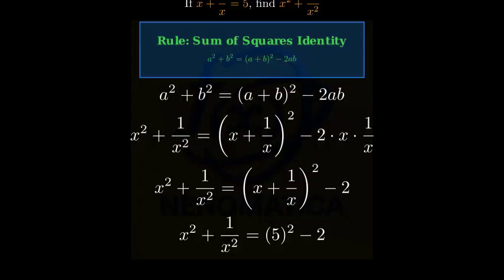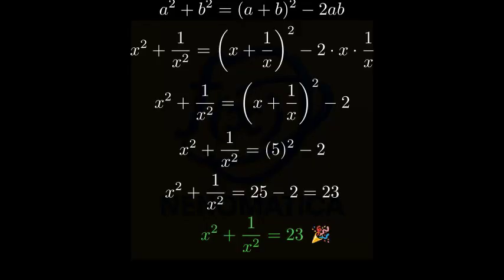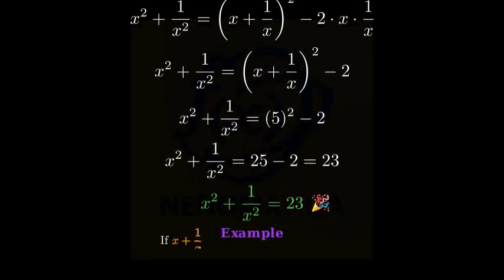And we know that x plus 1 over x equals 5. So our expression becomes the square of 5 minus 2. Now we can calculate the square of 5, which is 25, and subtract 2, which gives us 23. Therefore, x squared plus 1 over x squared equals 23. Let's move on to our second example.